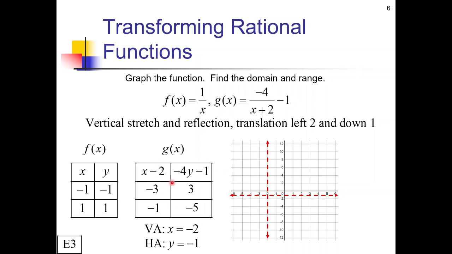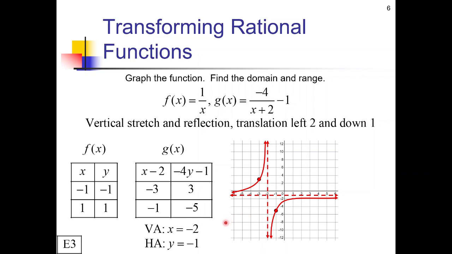We have the point -3, 3, so back 3, up 3 is right there. And we also have -1, -5. So left 1, down 5 is right there. Here's one branch going through that point on the left. Here's the other branch going through this point on the right.